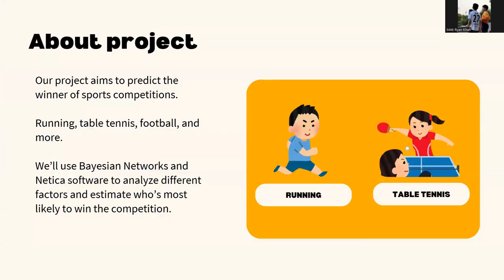So, what is our project about? Our project aims to predict the winner of a sports competition. We have many different sports like running, table tennis, football, and even more. We'll use Bayesian networks and the Netica software to analyze different factors and estimate who is most likely to win the competition. As you can see, there's running on the left and table tennis on the right.